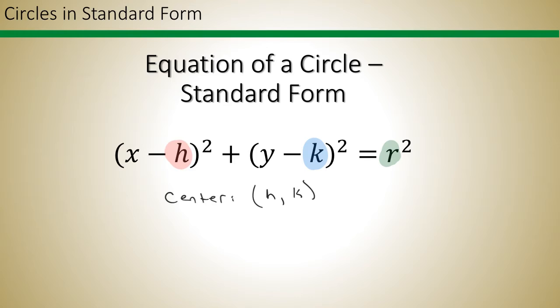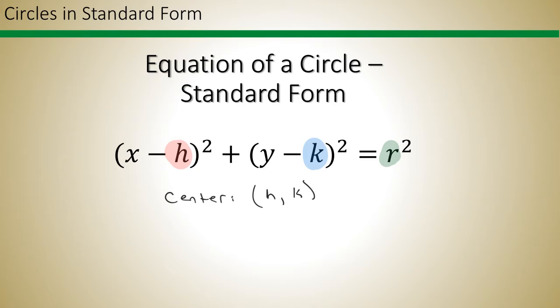And this is just like the vertex of a parabola. All right, so if h is negative here, it's actually a positive. If k is negative here, it's actually a positive, and vice versa. If it were positive in the equation, we're going to see a negative right there.